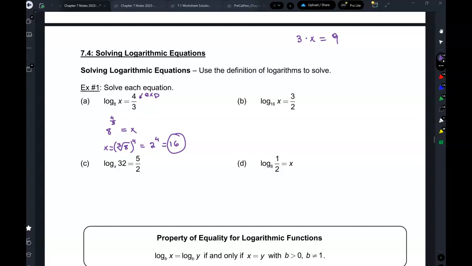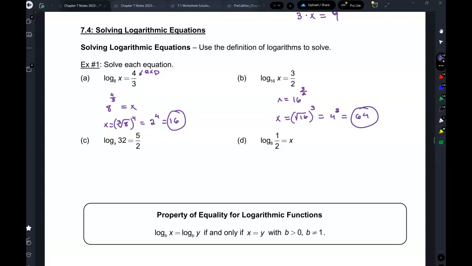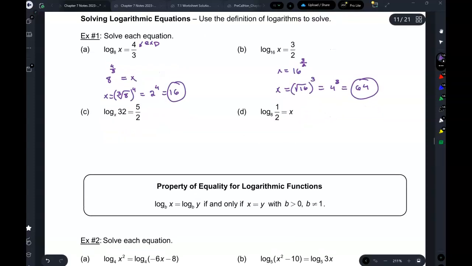Okay. All right. This one. How am I going to write this? X equals base to the power of the exponent. Okay. So x is root 16 to the power of 3, 4 cubed, 64. Isn't this fun? Right? Come on, say it like you mean it. Yay! Okay, so exponent is what in this problem?